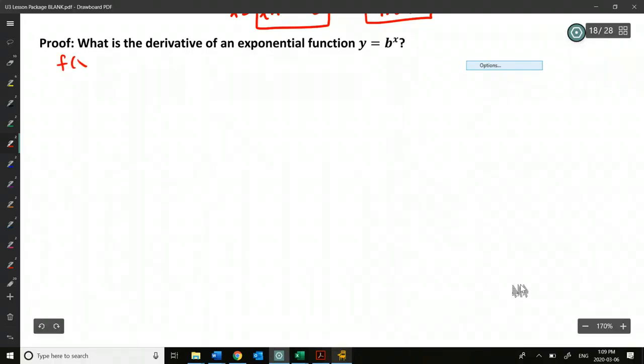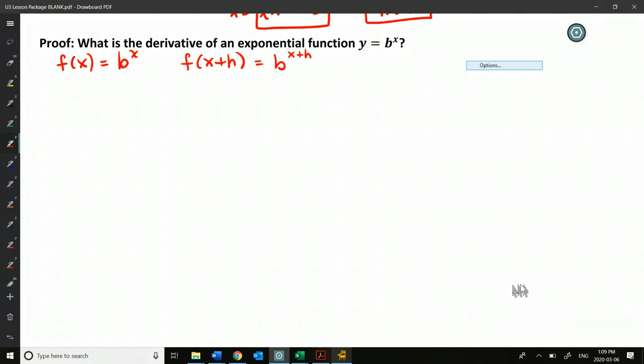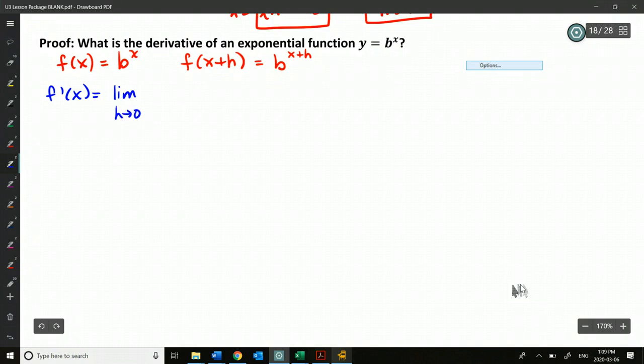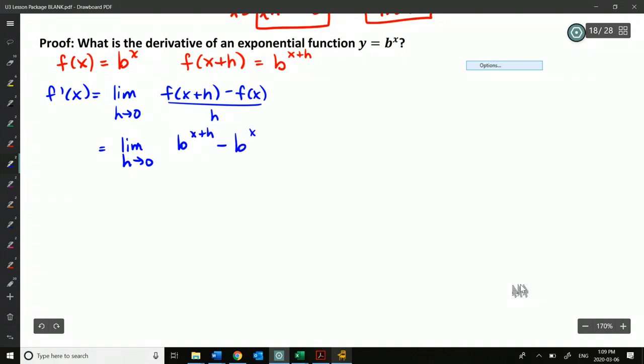So I'm going to let f of x be b to the x, where b can be any base. And of course that means that f of x plus h, when we go to use the Newton quotient, is going to be b to the exponent x plus h. So our derivative is going to use the Newton quotient, which is this. And we're going to enter in our 2 equations here. So b to the exponent x plus h minus b to the x, all over h.